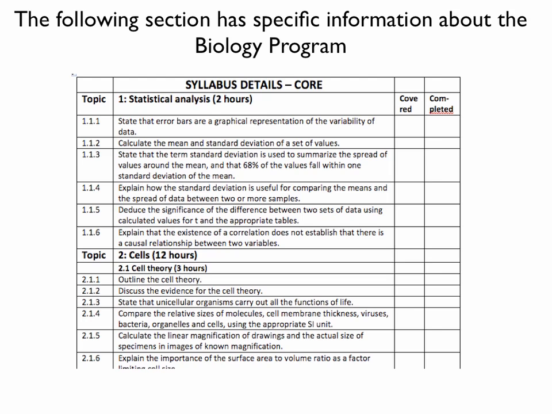If we look at this table over here, you can see in this red column, the first column, the topic numbers, and these numbers are correlated with the official IB guide. That means whenever the IB is talking about a specific topic in biology, it's going to refer to the specific number. So for students who are taking IB biology all over the world, topic 1 is statistical analysis. Topic 2 is cells, and so on.